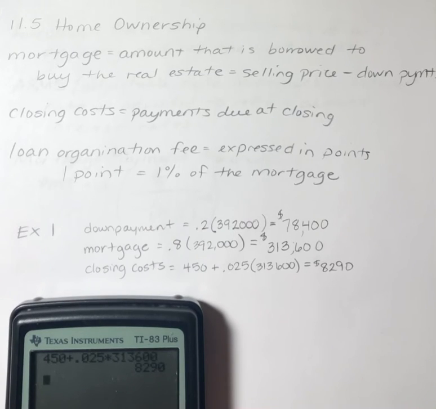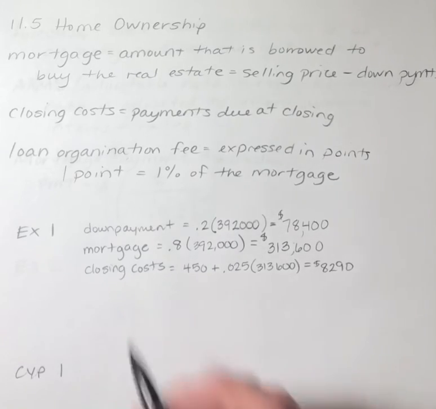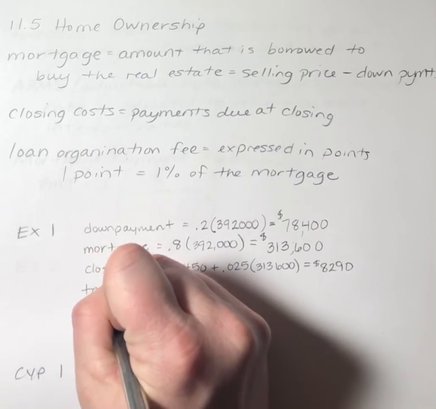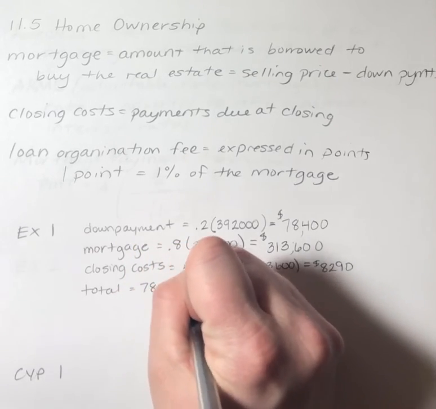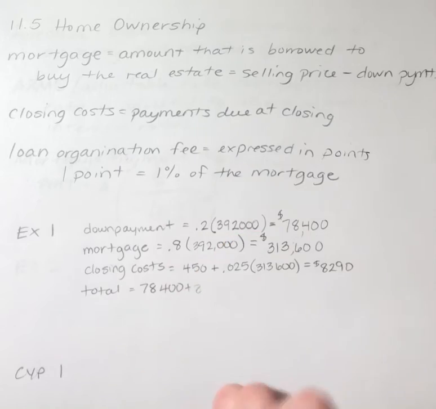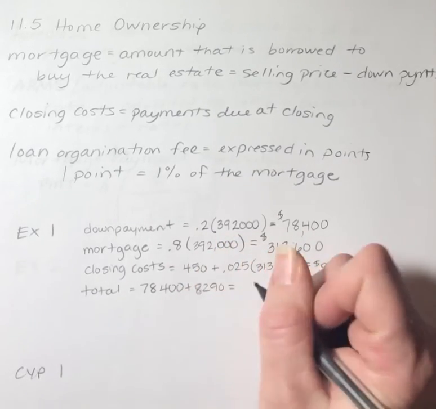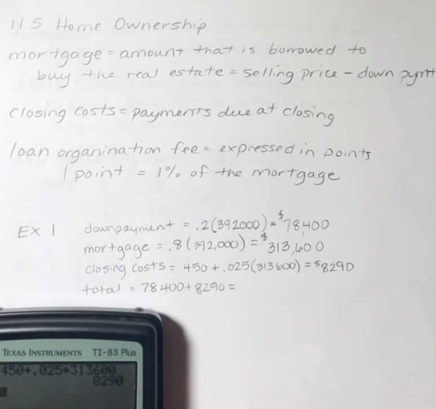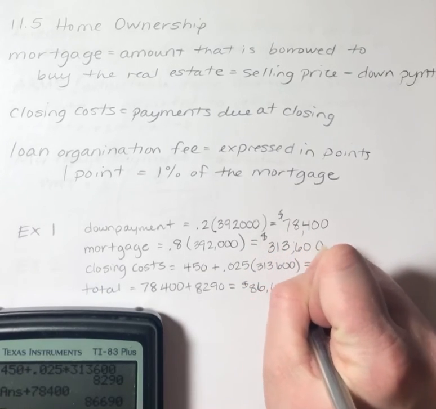And so it says find the total of the down payment and the closing costs. So the total of the down payment and the closing costs is going to be the $78,400 plus the $8,290, or $86,690.